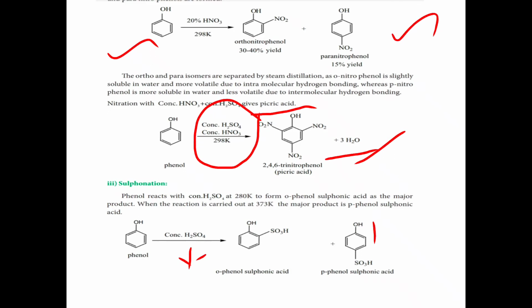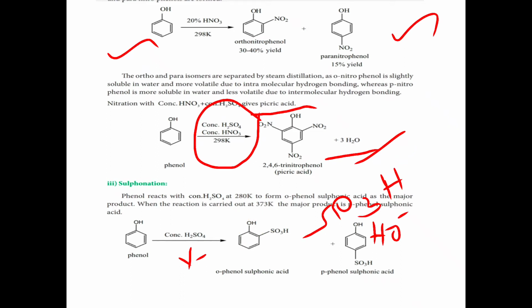H2SO4 and SO3H, OH minus, SO3H plus. An electrophile always has a positive charge. A nucleophile is the minus charge. So SO3H plus is an electrophile, and it is attached to the benzene ring. The OH group is an activating group of ortho and para direction. So ortho phenol sulfonic acid and para phenol sulfonic acid are formed.